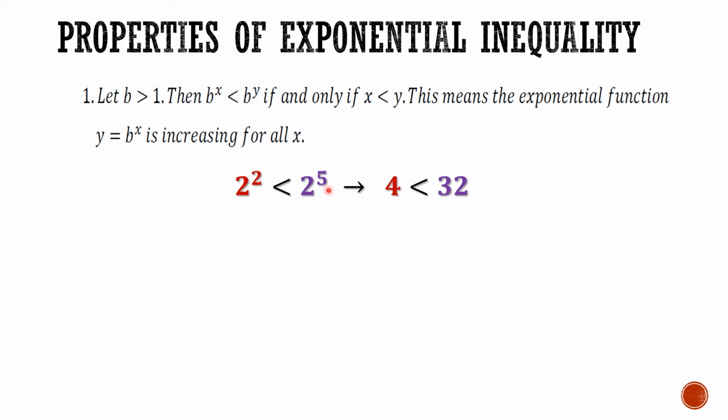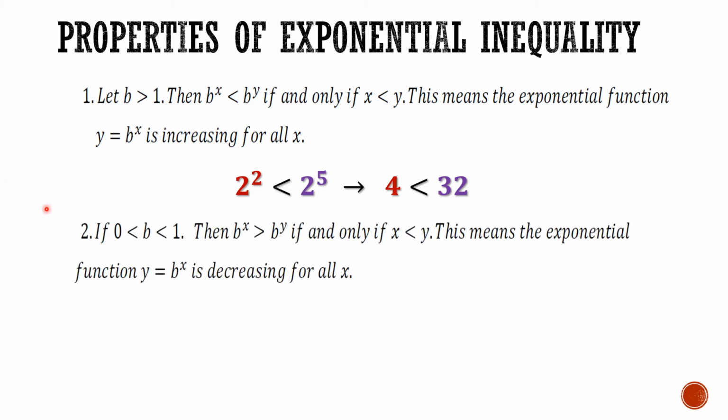As you can see, habang tumataas ang value ng exponent natin dito, tumataas din ang value ng function. Diba? Here is 2, 4 lang siya. Yung exponent dito is 2, 4 lang ang value. Dito ay 5 siya, ay naging 32. Ibig sabihin, tumataas din ang value ng function habang tumataas ang value ng exponent. That is the first property.